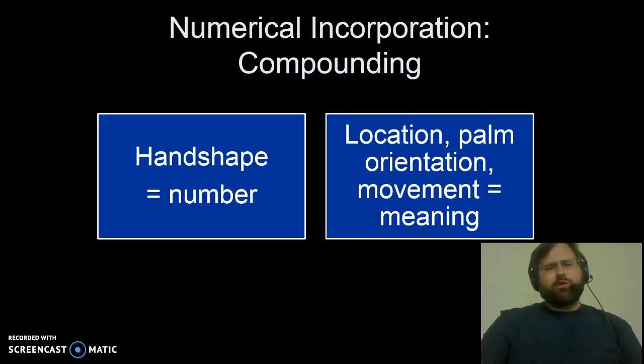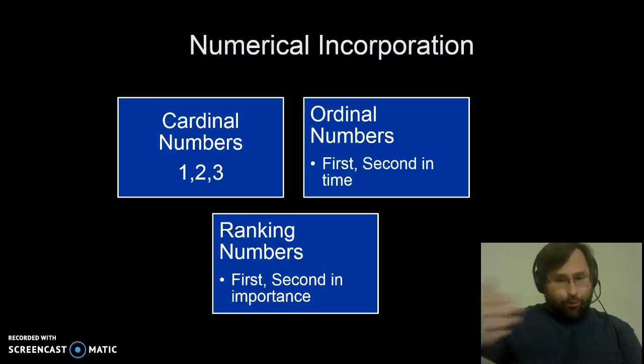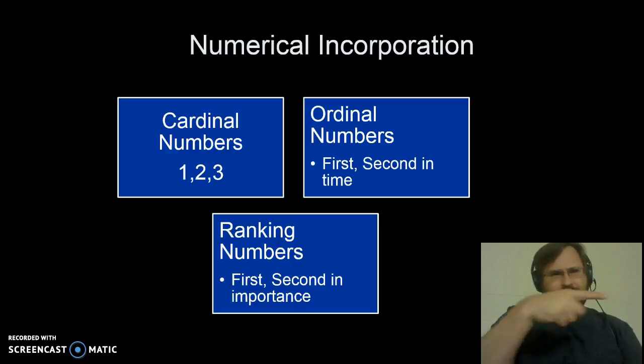But before we look at numeral incorporation, we have to realize that there are actually several systems of numbers that exist in ASL. We have cardinal numbers, which are just the regular numbers that are formed. We've already discussed those. As well as ordinal numbers that show the order of things, first, second, third. As well as ranking numbers, which show the importance or the rank of things, first in importance, second in importance, third in importance.